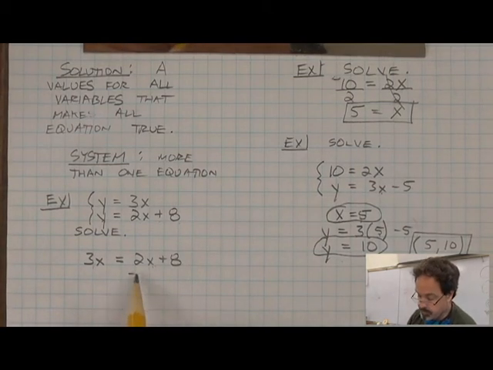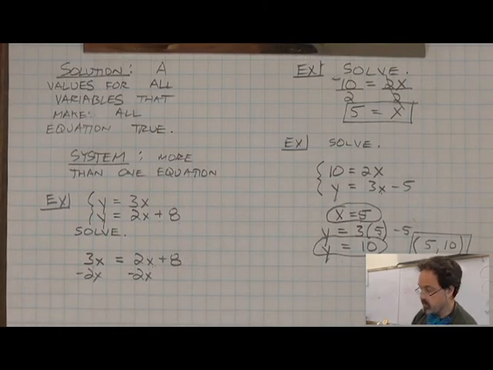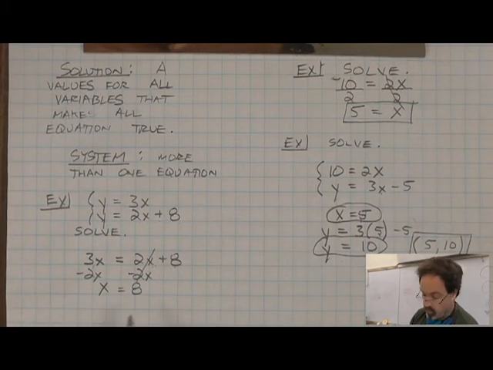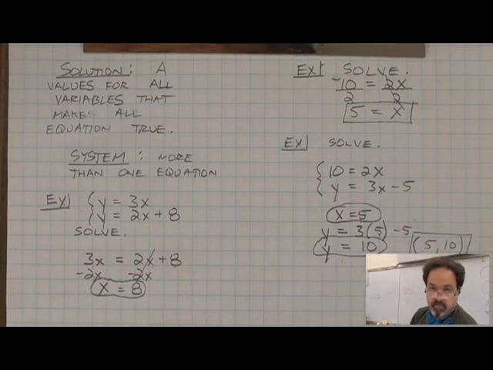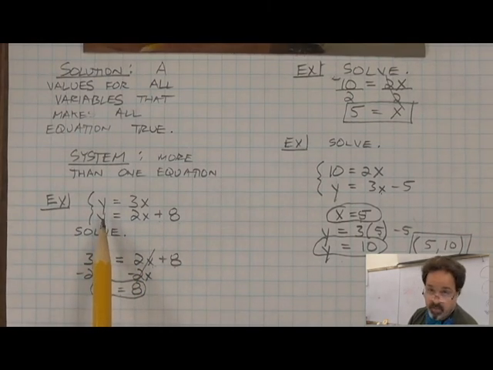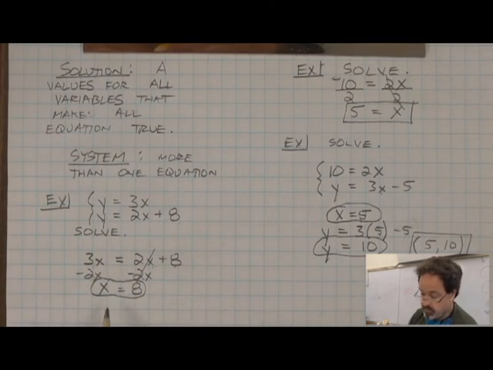I'm going to do that. I'm going to subtract 2x from both sides. When I do, the 8 is left on this side. 3x minus 2x is 1x. And already in one step, I know the value of x. It's 8. But this is not a solution to the system, because to find a solution, I'll also need to find y. How am I going to do that?